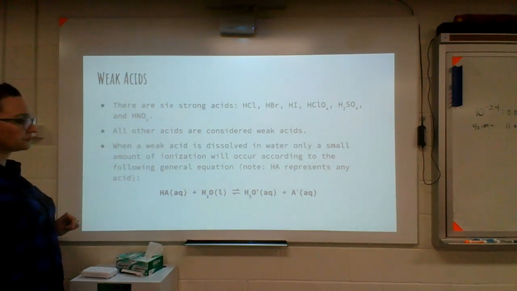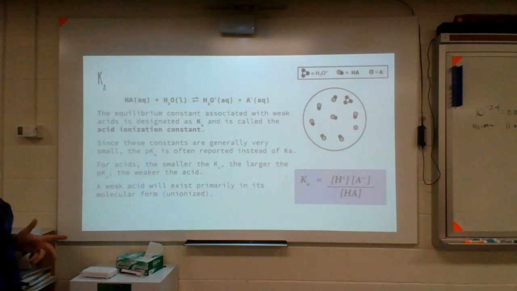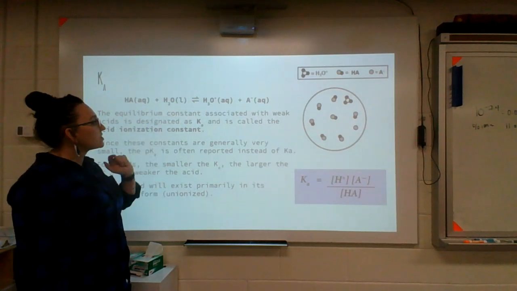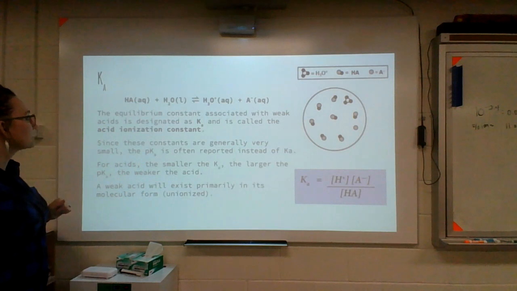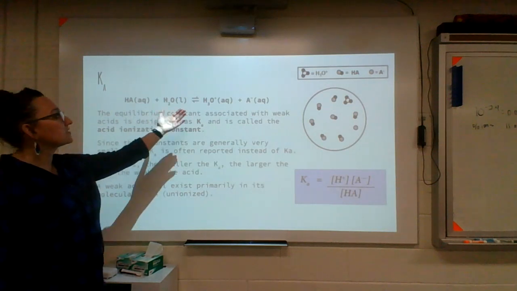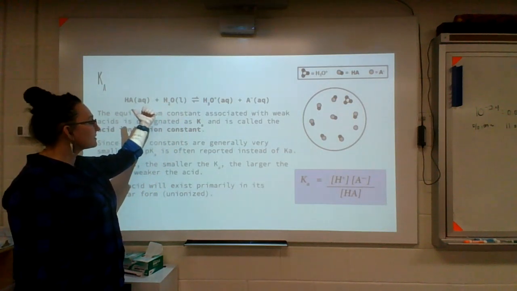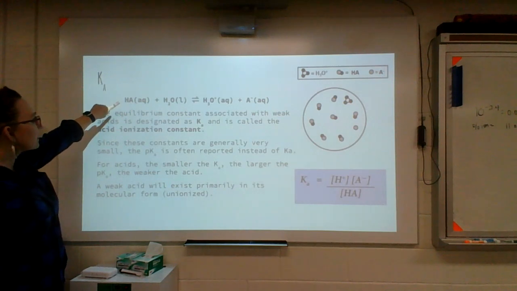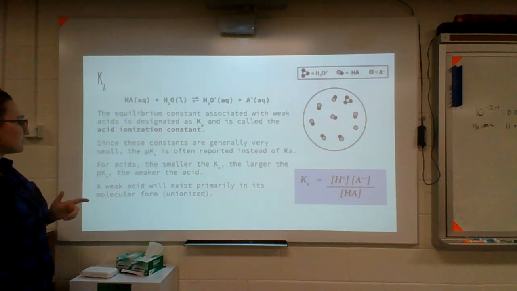So since this is an equilibrium reaction, we're going to have an equilibrium constant. We call it Ka when the reaction is for a weak acid, and this is called the acid ionization constant. These constants are generally very small, and sometimes pKa is reported instead of Ka. So Ka being very small means that this reaction will tend to favor the reactants. So we end up mostly with the unionized molecular form floating around in our solution.